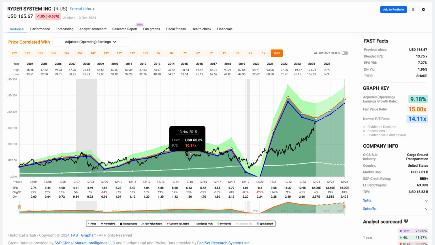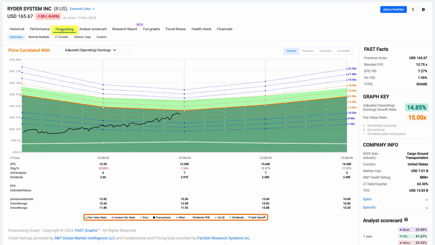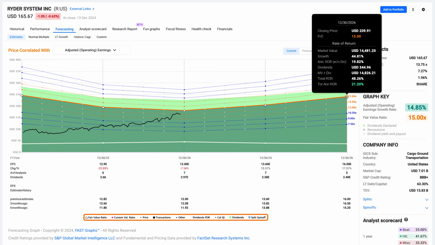Again, use the tool to help you make what I would call rational decisions based on the facts as they're presented. Here's Ryder Systems, the cargo and ground transportation, trucking, etc. They went through a pretty bad time during COVID. They recovered very strongly. The stock has recovered subsequent to that, and we've seen this trajectory. It is expected to grow at double-digit rates.